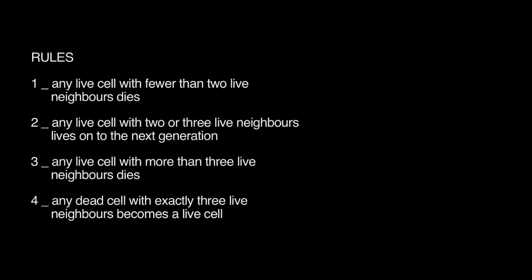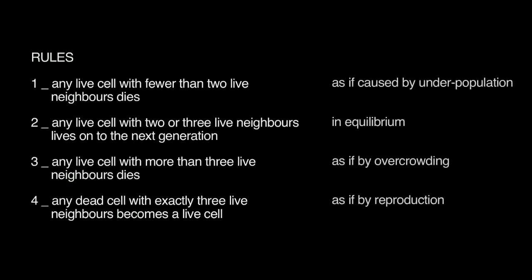So there are 4 simple rules that govern the Game of Life. Pretty simple. Any live cell with fewer than 2 live neighbors dies, as if caused by underpopulation. Any live cell with 2 or 3 live neighbors lives on to the next generation, and any live cell with more than 3 neighbors dies, as if by overcrowding. And ultimately, rule number 4, any dead cell with exactly 3 live neighbors becomes a live cell, as if by reproduction.